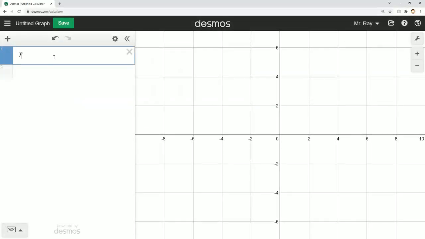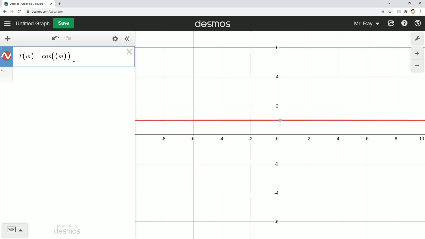So I'm going to set up my function, and I'm going to use T at M to represent temperature at month. And I'm going to do that as a cos function. You always have the option of using sine as well, but cos is usually easier. Oh, I should change that to an M. It doesn't like it when you change variables mid-function. And we're going to have to play around with some information a little bit.